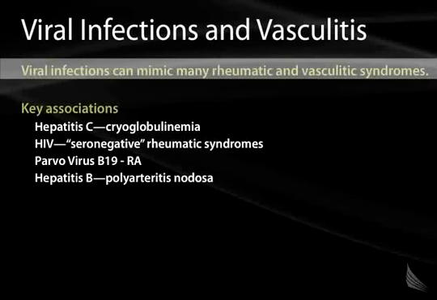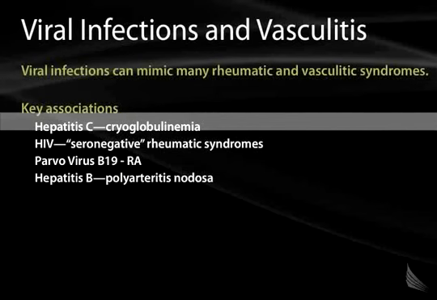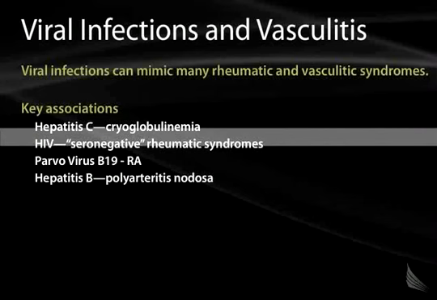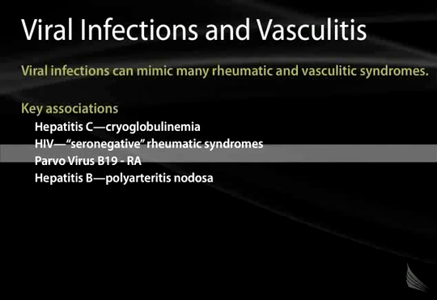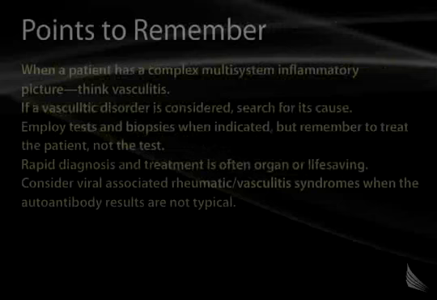Other viral infections mimicking rheumatic and vasculitic syndromes. Hepatitis C can cause a mixed cryoglobulinemia. HIV can cause seronegative rheumatologic syndromes. Parvovirus B19 can mimic rheumatoid arthritis. And we've already discussed hepatitis B's association with polyarteritis nodosa.